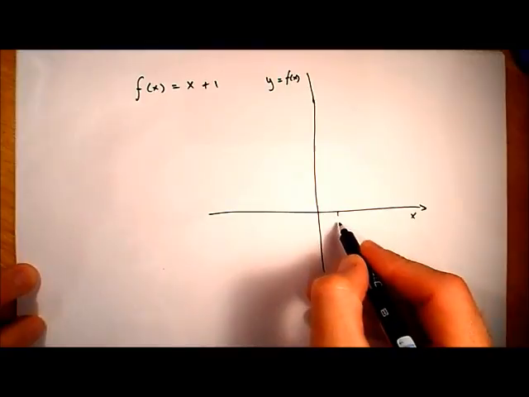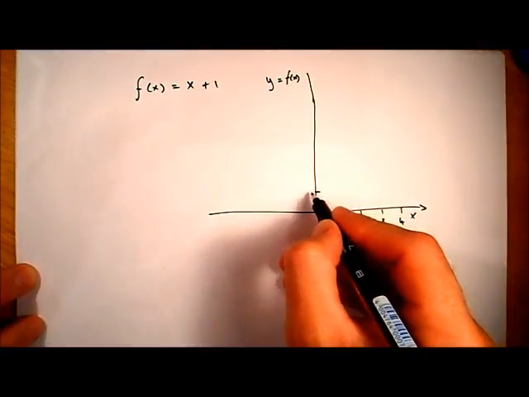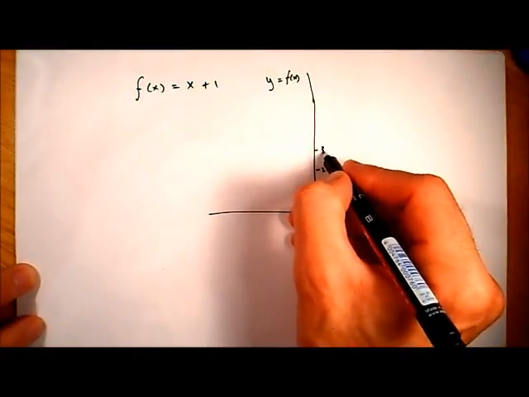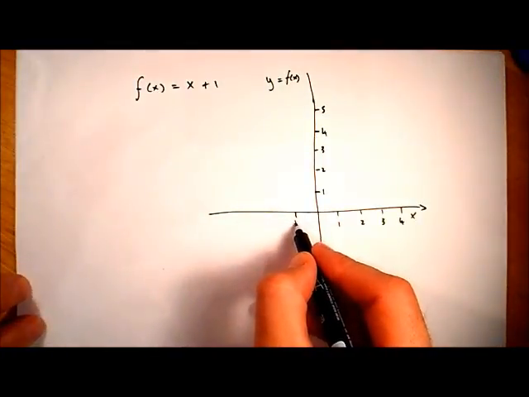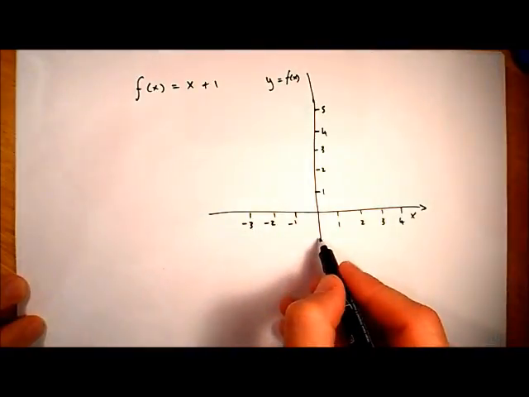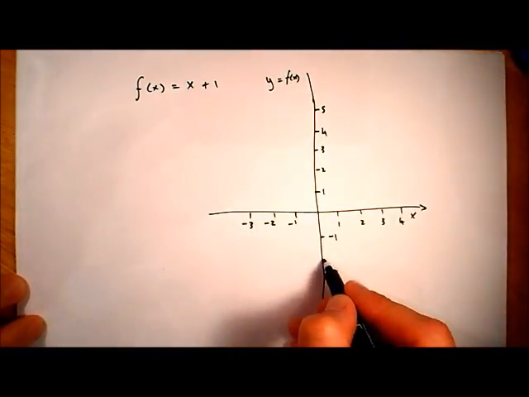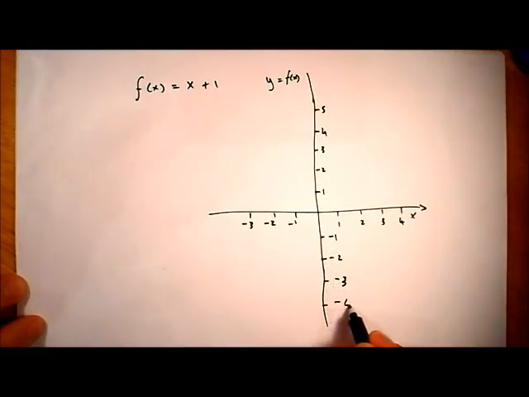Okay, let's mark a few points. So we have 1, 2, 3, 4, and let's say on the f of x axis we've got 1, 2, 3, 4, 5. We can put in negative numbers, so minus 1, minus 2, minus 3, and then negative numbers down here. We would have minus 1, minus 2, minus 3, let's say minus 4.